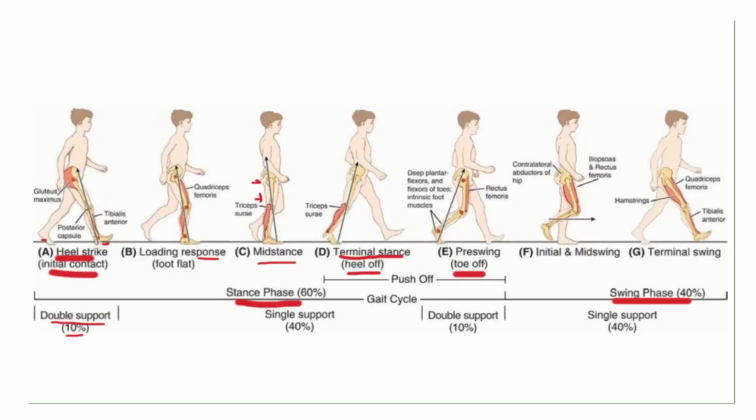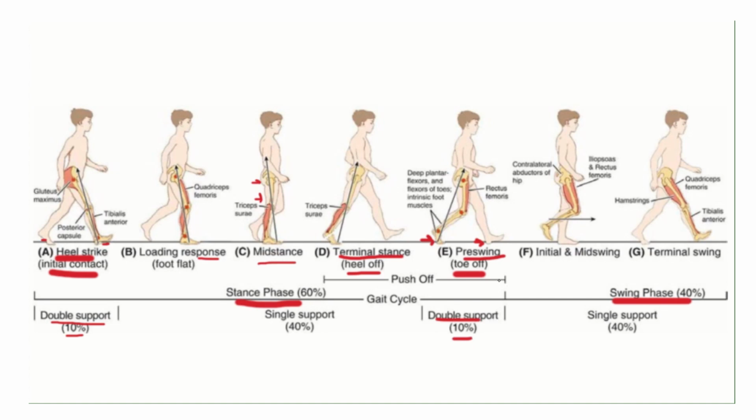So as you can see in this pre-swing or toe off phase, both the feet are touching the ground. So this is also the double support phase of the gait cycle, which constitutes 10% at this time.